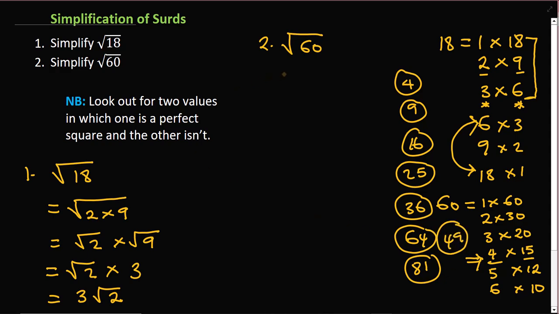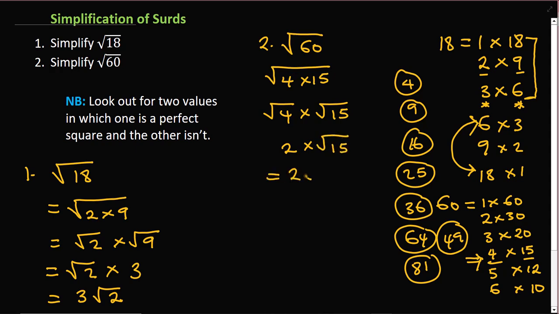At this very point, we have root 4 multiplied by 15, which is the same thing as root 4 multiplied by root 15. From here, the square root of 4 is 2. Then we have root 15, which we can't simplify further. So this is 2 root 15, and that is just it. As simple as that. What you want to do is figure out two values: one has to be a perfect square and the other does not necessarily have to be a perfect square.